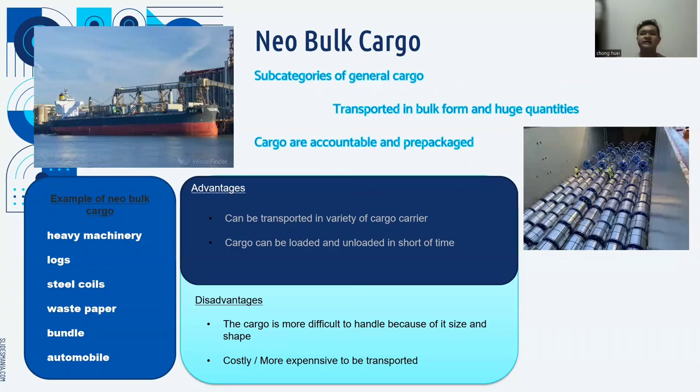Besides, cargo can be loaded and unloaded in a short time, due to the same factor, which is that it's already pre-packaged. So the less time you need to load and unload the cargo. Then, about a disadvantage.